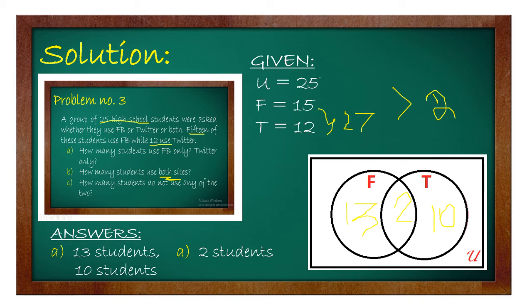And for the last question is, how many students do not use any of the two? Meron bang nasa labas ng circle? Wala. So, ibig sabihin, we have 0 students or none.